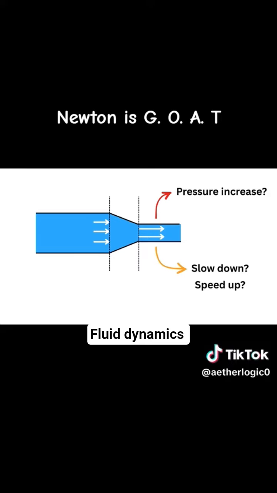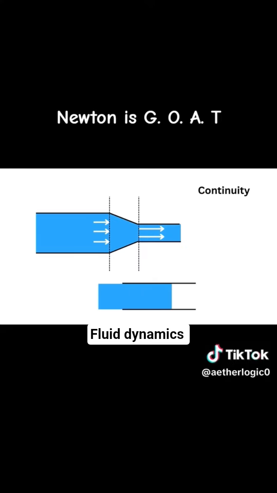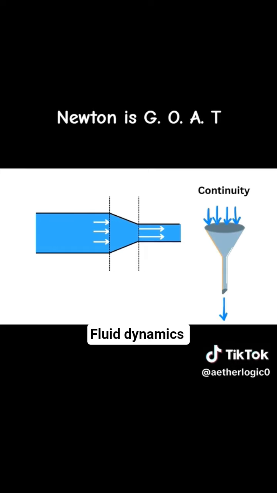In order to understand this, first comes the idea of continuity, which just means that whatever fluid goes in must come out. Imagine you're pouring water through a funnel. If the top is wide and the bottom is narrow, but the same amount of water flows through each part every second, then clearly the water at the narrow end has to move faster to keep up with the constant flow rate across the pipe. That's all the continuity principle is saying.